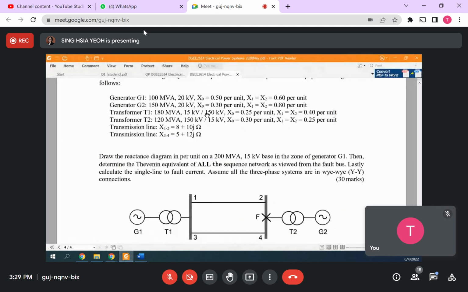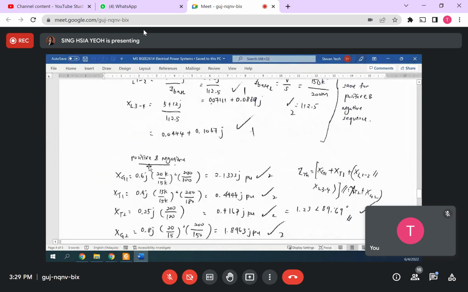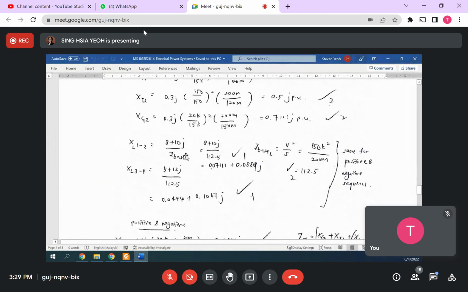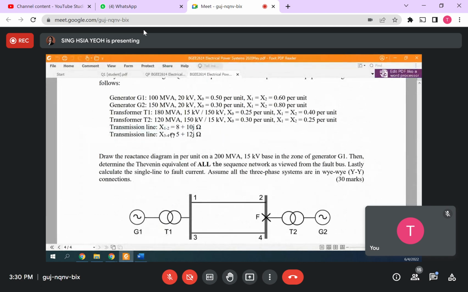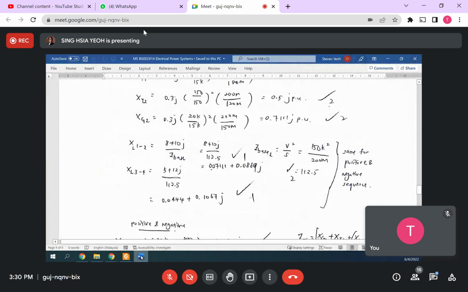Because zero sequence has its own value, but positive and negative sequence values are the same, you can do zero sequence, then positive and negative sequence. The transmission line you normally need to do only one time, since it is the same for all three sequences. Basically, E squared over S gives you the base, then actual divided by base gives you the per unit value for j12 and j34.